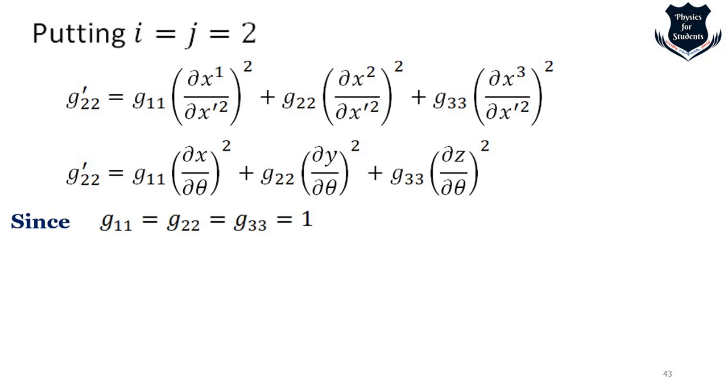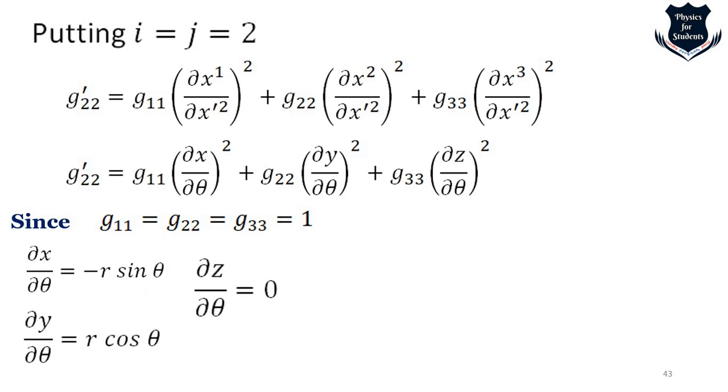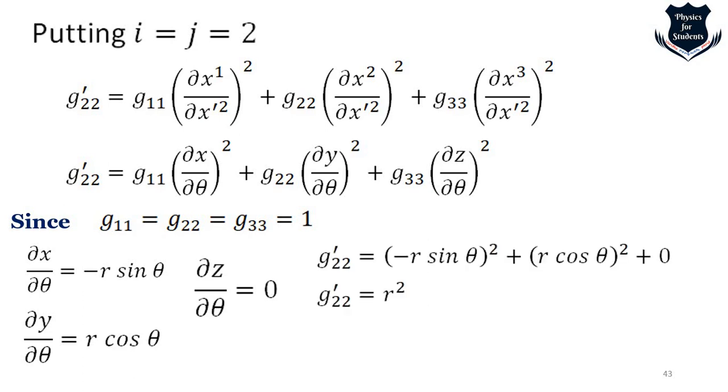Now since this is 1, obviously this will become 1, and then we see this one equals r sin theta, and this will obviously become 0, right? So we put g prime 22 as this, and we get g prime 22 as r square. So this is up till putting the value ij equals 2, and obviously we expand it and open it to r sin square theta, the minus sign gets cancelled and it comes to positive.